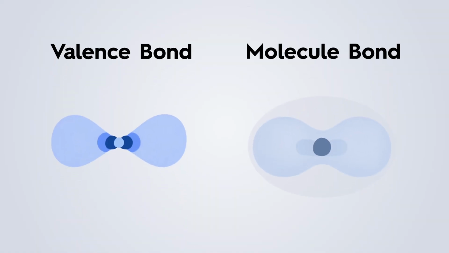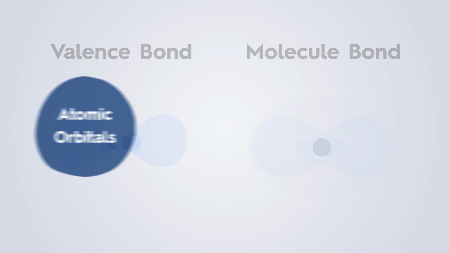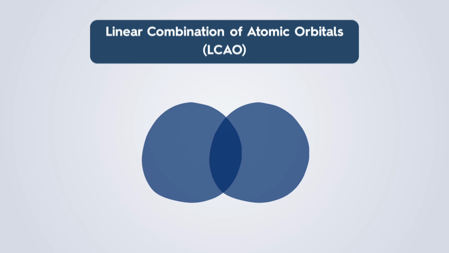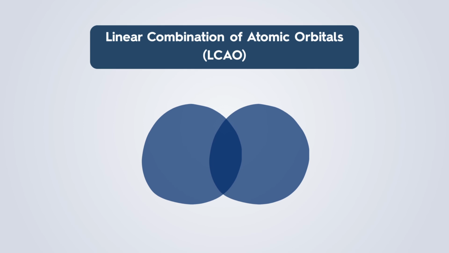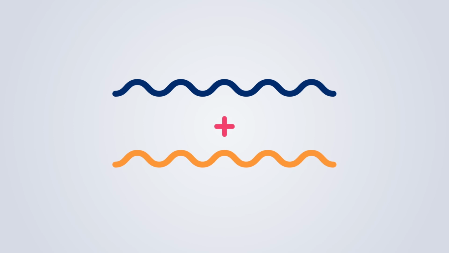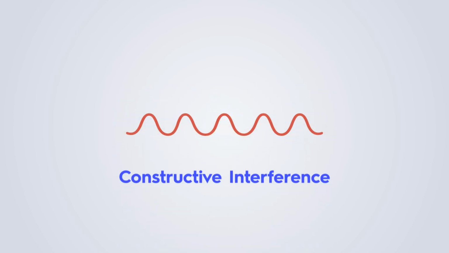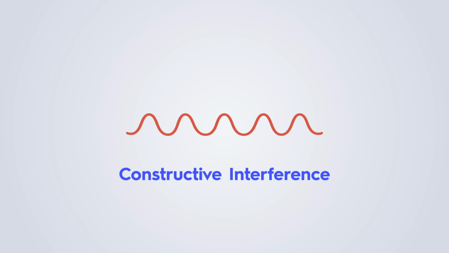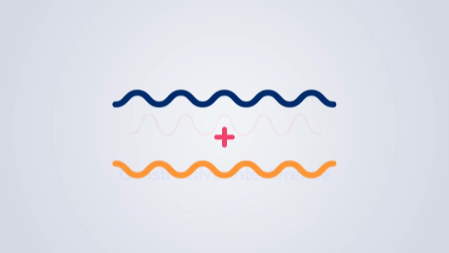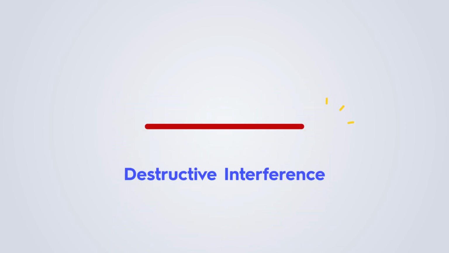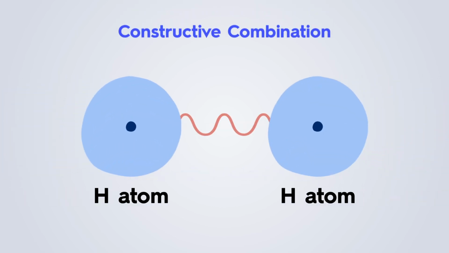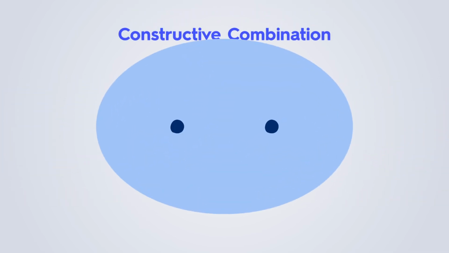Molecular orbital theory says electrons are spread across the whole molecule, not locked between just two atoms. These orbitals form when atomic orbitals combine using a method called linear combination of atomic orbitals, or LCAO for short. Because electrons behave like waves, combining orbitals can either reinforce each other, called constructive interference, or cancel out, known as destructive interference. When orbitals combine in phase, their waves reinforce each other.